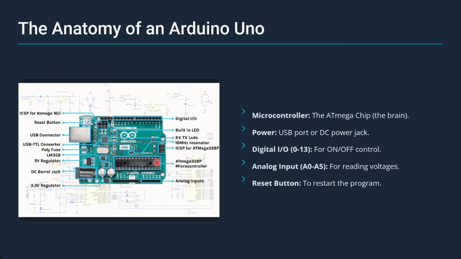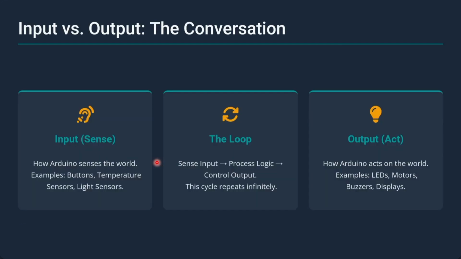Next, we will go for input and output conversion: how it actually happens, how the input is taken, how the loop will work, everything we will see. This is the core concept of an embedded system.